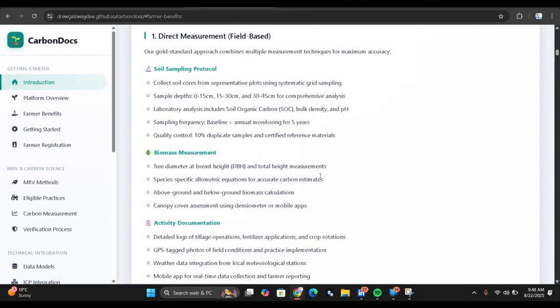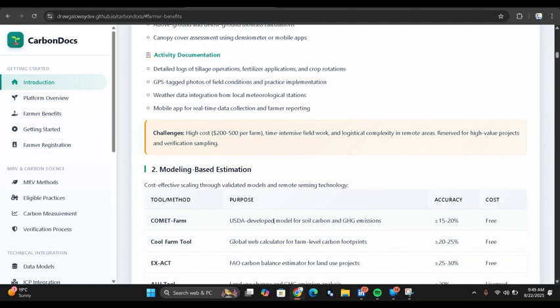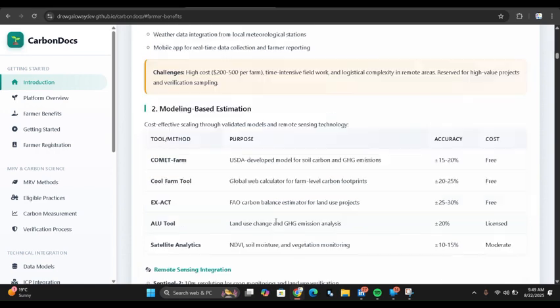Another method we are going to use on this project is the biomass measurement. The tree diameter at breast height and total height measurements of the trees are taken. Therefore, the above-ground and below-ground biomass calculations are going to be used to identify the amount of carbon sequestrated from the soil. Considering the cost, it is $200 to $500 per farm. Logistically, because of the complexity in remote areas, it is reserved for high-value projects and will ensure quick and faster verification sampling methods on this project.